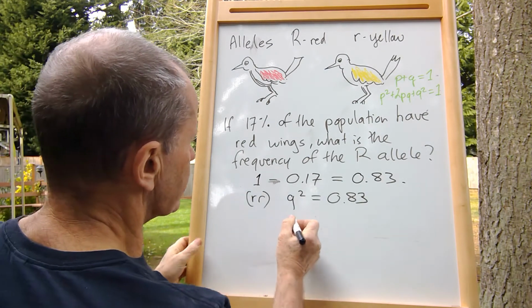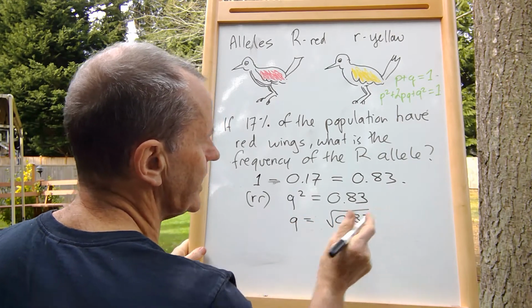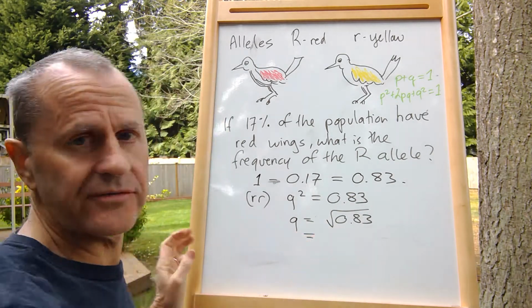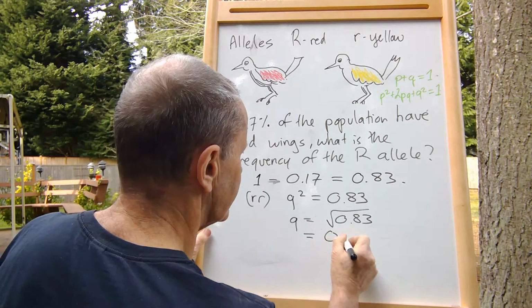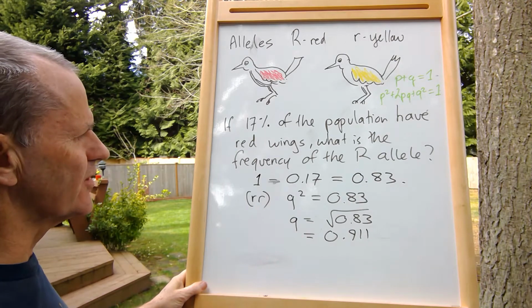So we know that, and that's pretty good. Now we can work out the frequency of the q allele, because the frequency of q is the square root of q squared. And the square root of q squared, when I worked that out earlier, is 0.911. And so that is the frequency of q.